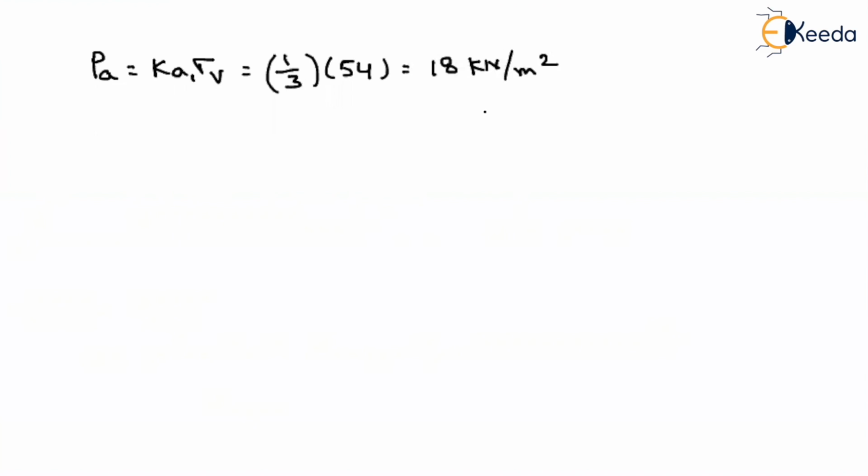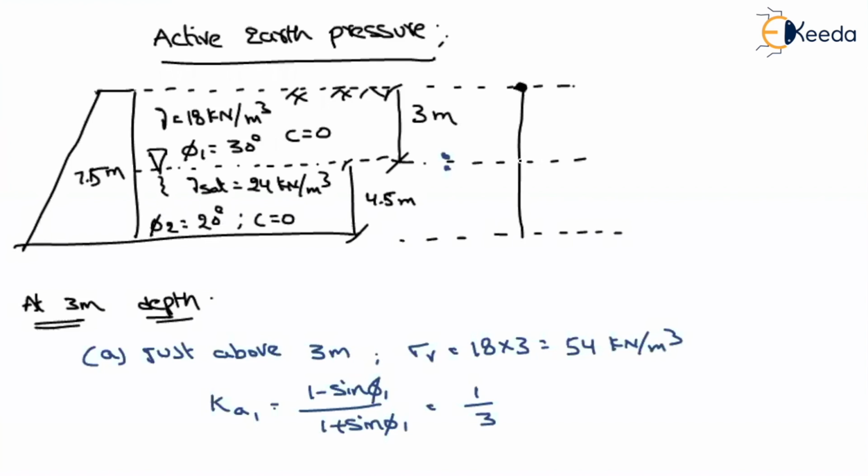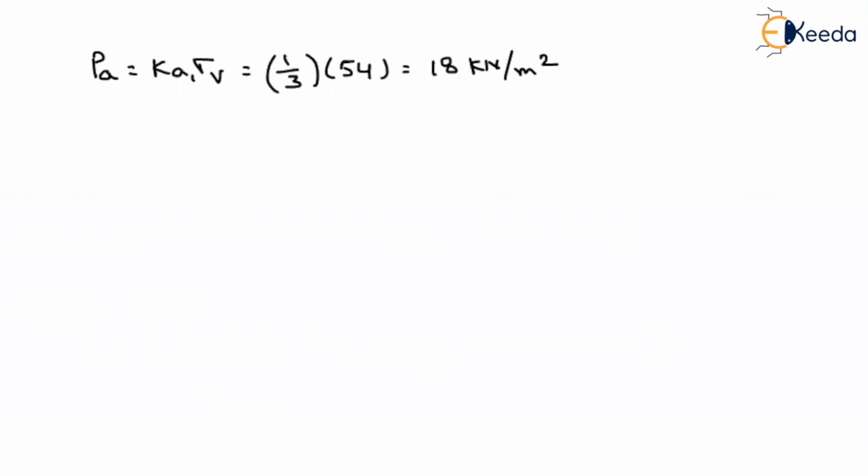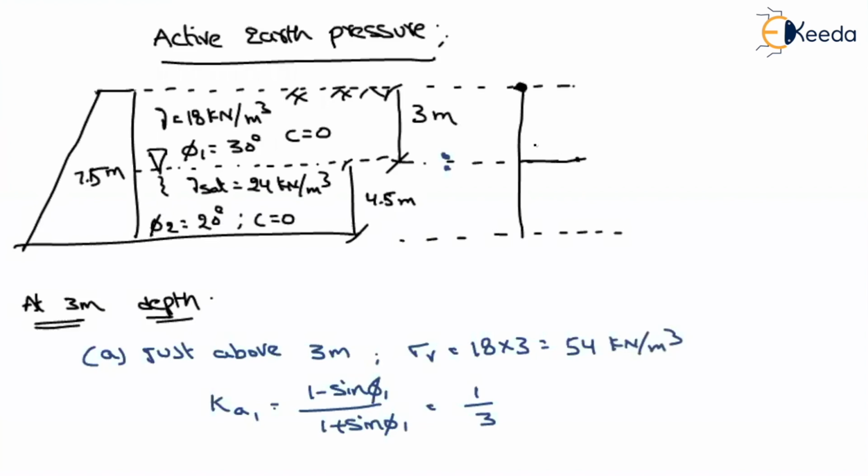Now, what is the active earth pressure just above the point? Active earth pressure just above the point will be equal to Ka into sigma v. What is the Ka1 value? 1 by 3. What is the vertical stress we are getting? 54. If we solve this, we will get around 18 kilonewton per meter square. So this is the active earth pressure just above it. How much are you getting? 18. So this value is, let us say, 18. And in between these two layers, how will it vary? Earth pressure will always vary linearly.